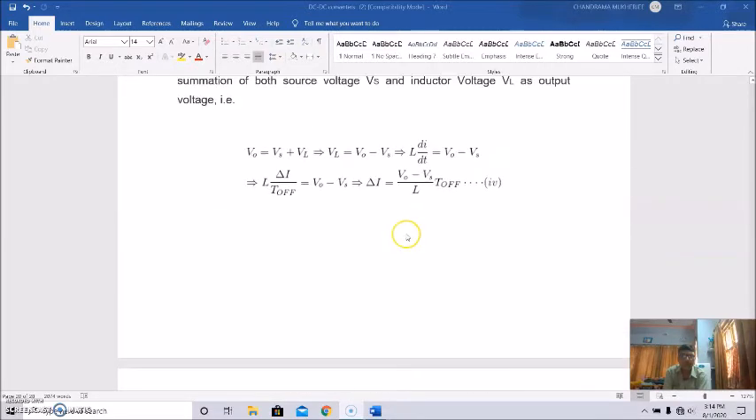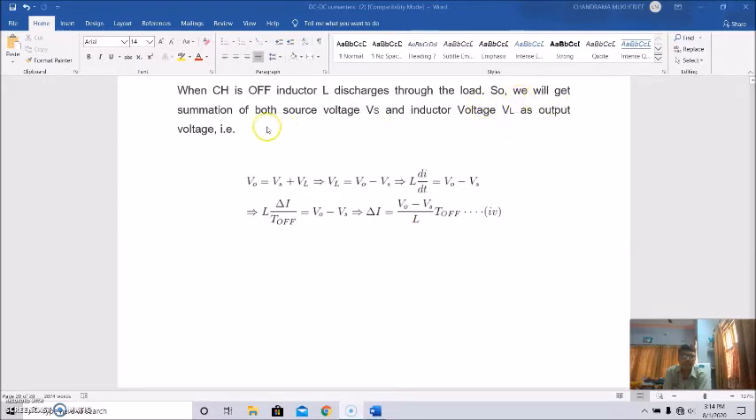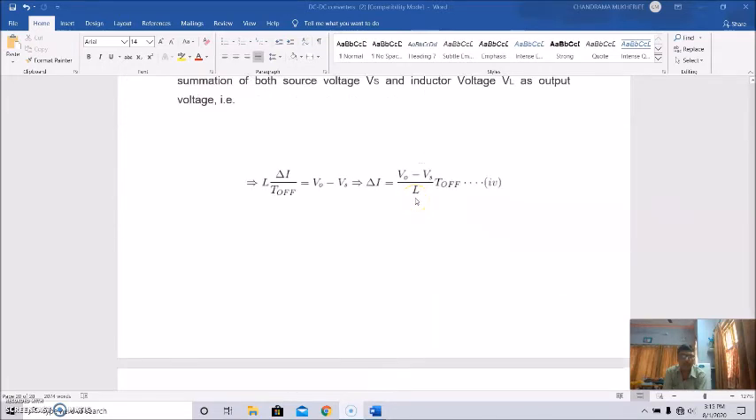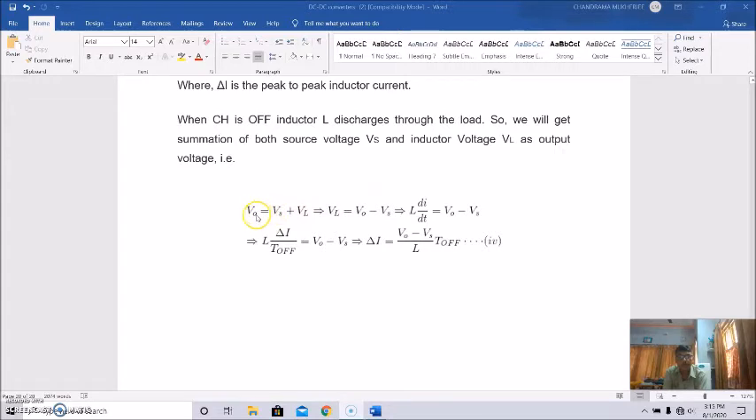So if we write this, we get a summation of the source voltage, the inductor voltage and the output voltage. V0 equal to Vs plus VL, the inductor voltage and the output voltage. Inductor voltage is the output voltage minus the source voltage, isn't it? So we can put VL equal to V0 minus Vs. Now what are we writing here? VL equal to L di/dt, so L di/dt equal to V0 minus Vs.